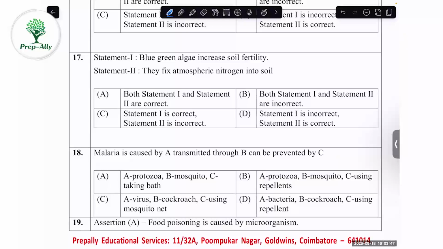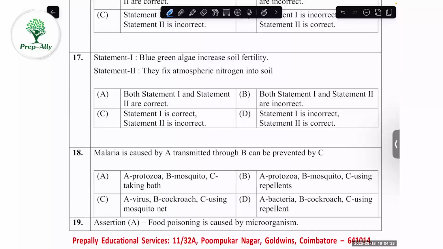17th question. Statement 1: blue-green algae increase soil fertility. Statement 2: they fix atmospheric nitrogen into soil. Here also, both statements are correct. Blue-green algae mainly help in soil fertility. They fix the nitrogen to the soil and that is utilized by the leguminous plants. They are mostly known as symbionts, which means they help each other.